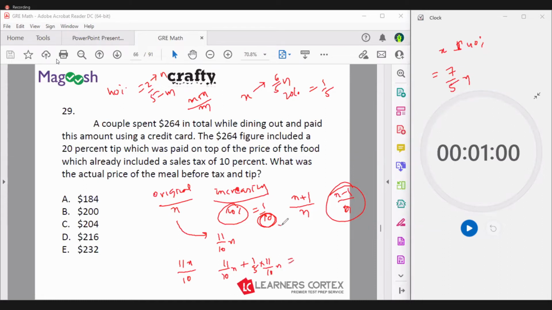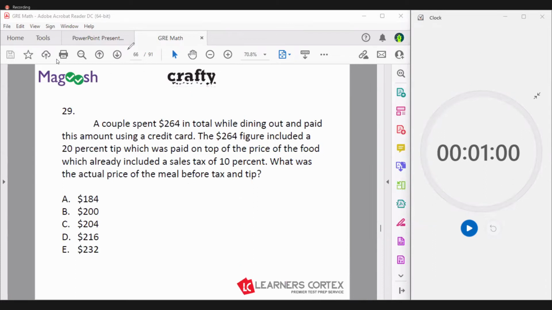Or 11 by 10x plus 11 over 50x. Now if we take the LCM, this can also become 50, and then 55 plus 11 or 66 over 50x. Or what you can also do is change the base to 100. Changing the base to 100 would always help to solve questions faster. Always. Anyone who did not understand that particular thing?